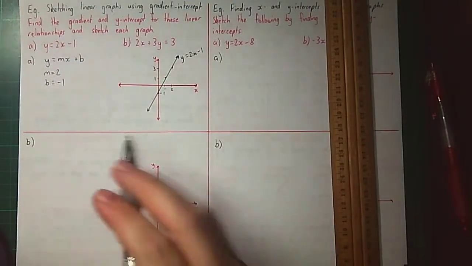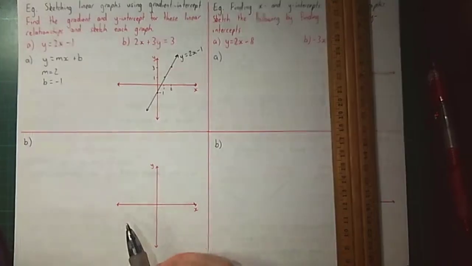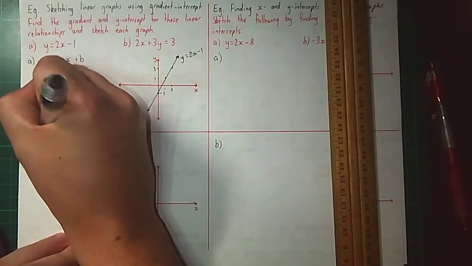Okay, we're going to do the same thing for b. Now b, it's not in the form that we want, so we need to manipulate it a bit. So I'm going to start off by rewriting it.